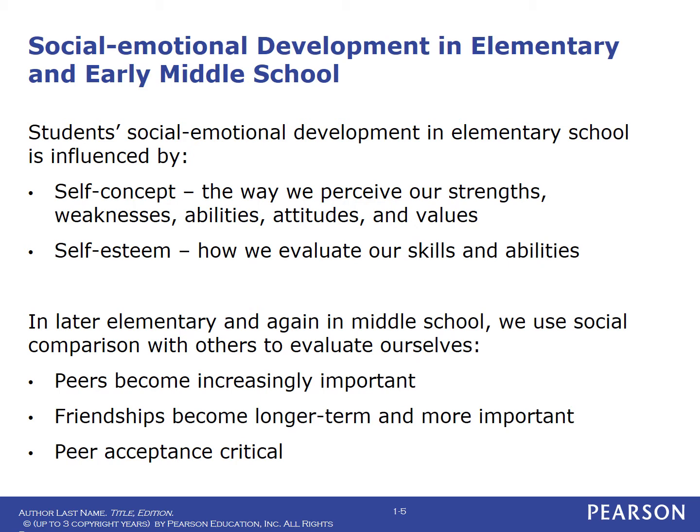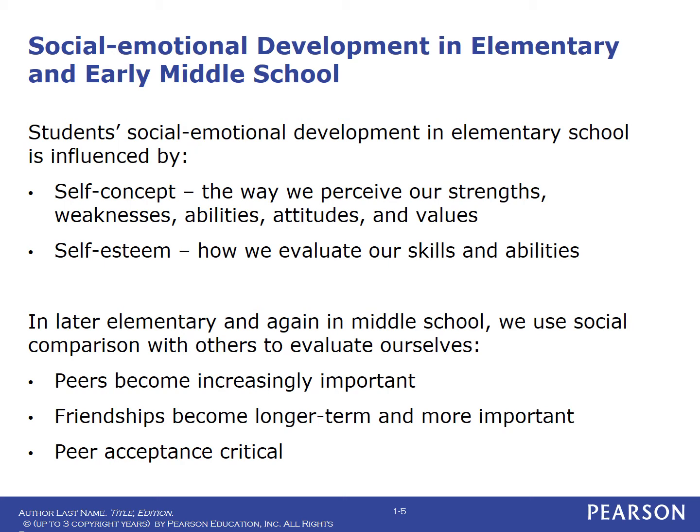So first, how do students develop socially and emotionally in elementary and early middle school? Well, students' development in this stage is influenced by their self-concept, which is the way we perceive our own strengths, weaknesses, abilities, attitudes, and values. So we all sort of walk around with this mental image of ourselves in the head. Our self-concept, for example, may indicate that we're good in math, we're good in science, we're generous to others, we're helpful.